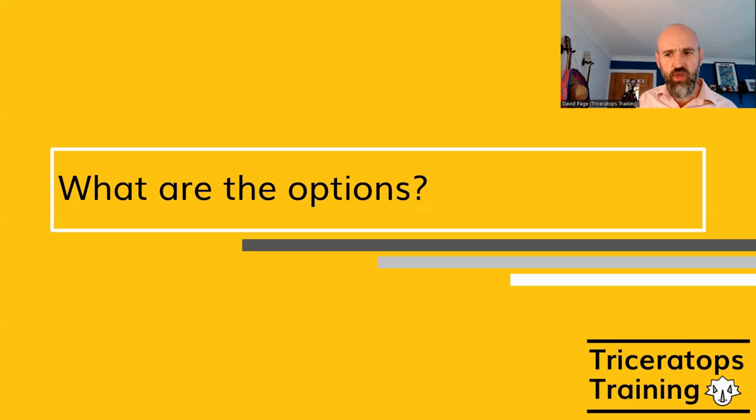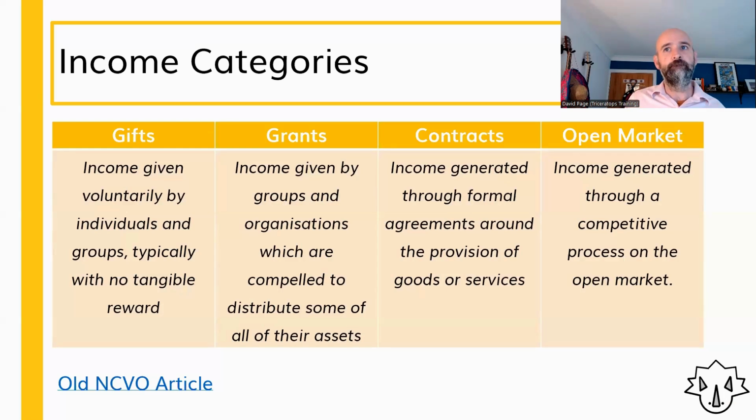What are our options when it comes to making money in our organizations? Now, if I say charities, I'm just using that as a catch-all term. It doesn't really matter what legal entity you have when it comes to earned income. So if you're a CIC or a grassroots organization, just consider yourself covered by the term charity, because that's just the vernacular that I use. So what are our options of generating income?